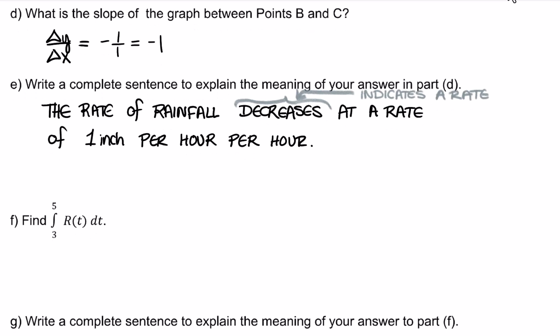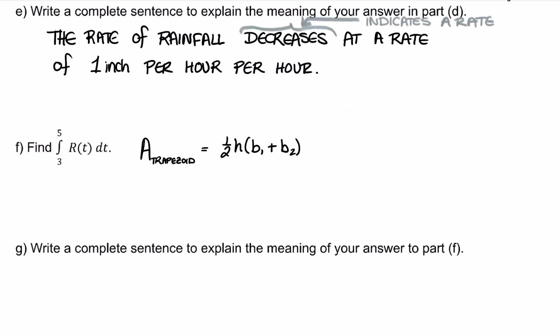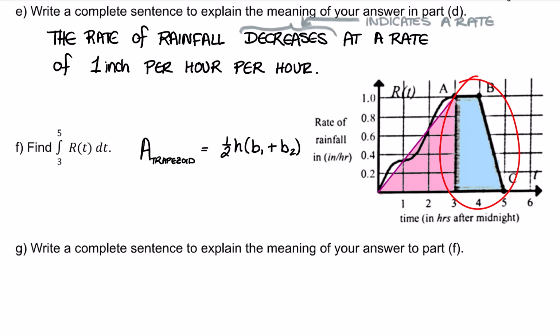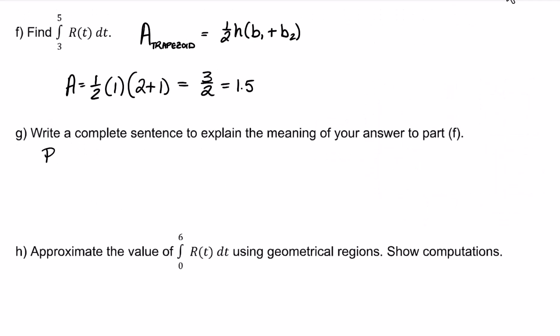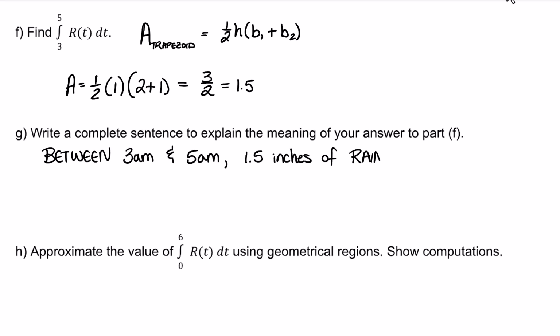To find the integral of r of t from 3 to 5, we're going to find the area between the curve and the x-axis from 3 to 5. Because this section is in the shape of a trapezoid, we can just use the area of a trapezoid formula from geometry. So our height is 1, the lower base is 2, and the upper base is 1. Remember, the result of the integral of a rate graph is just giving you an accumulation over this interval. This is how much rain fell. Between 3 a.m. and 5 a.m., 1.5 inches of rain fell.